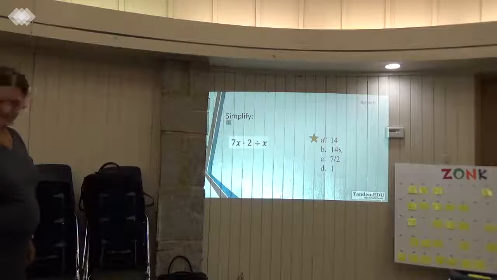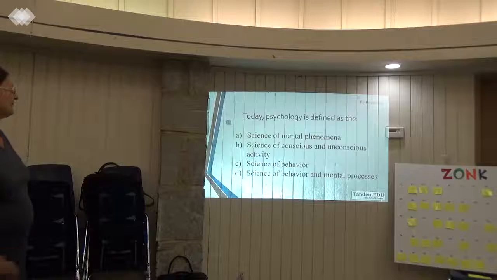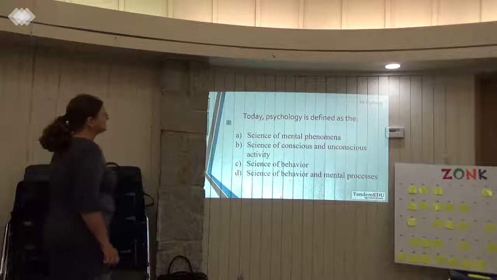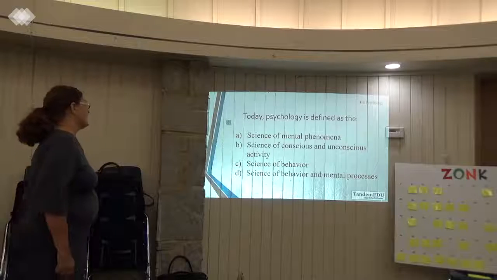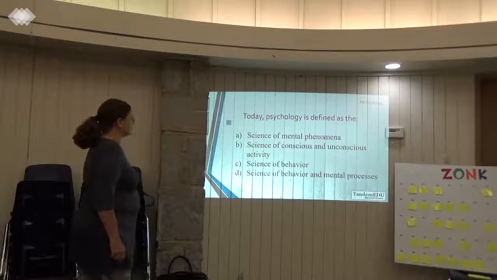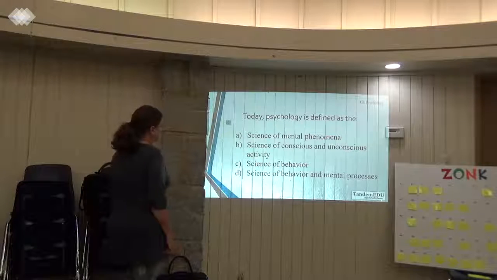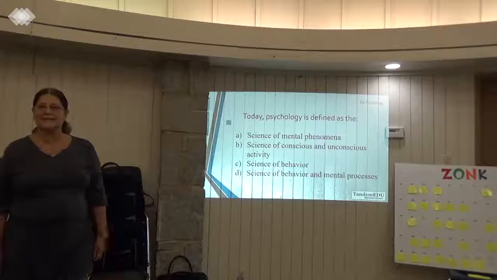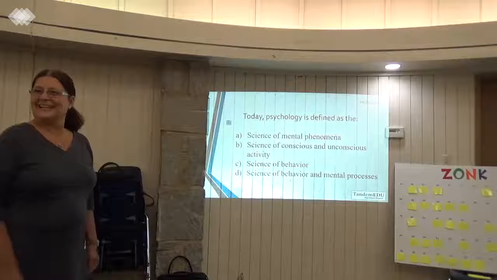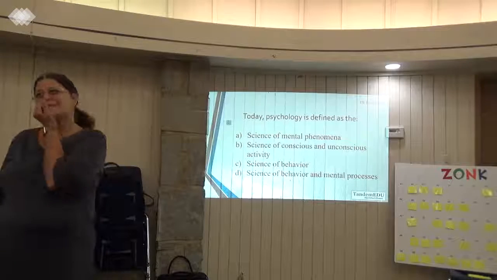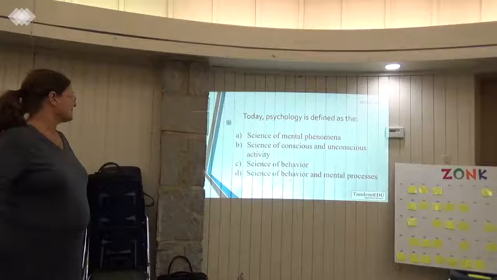Okay, ready? All right, this is team 1. Psychology is defined as the: A, science of mental phenomena; B, science of conscious and unconscious activity; C, science of behavior; or D, science of behavior and mental processes. But don't ask me. And they get the math question. I'm thinking D, but, yeah, it is.